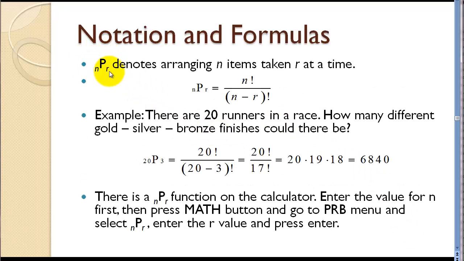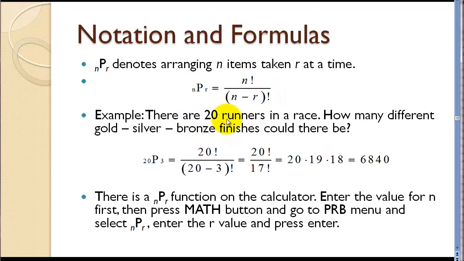So this is the notation we will use for permutations. nPr is saying how many ways can you arrange r items that are taken from n items, or another way of saying that, as I said here, we're arranging n items taken r at a time. This is the terminology. This is the formula. See, it uses this factorial notation.